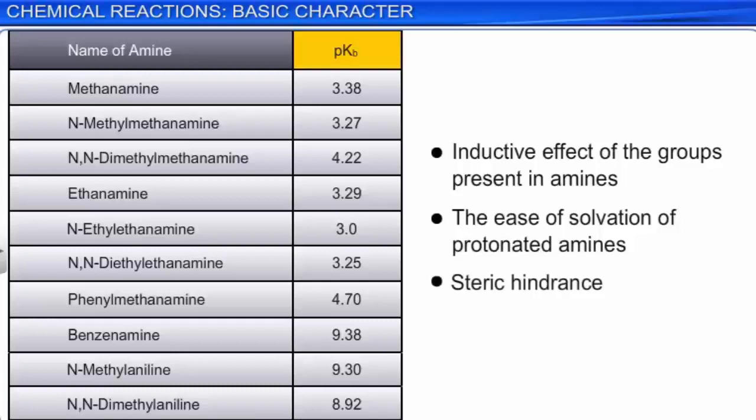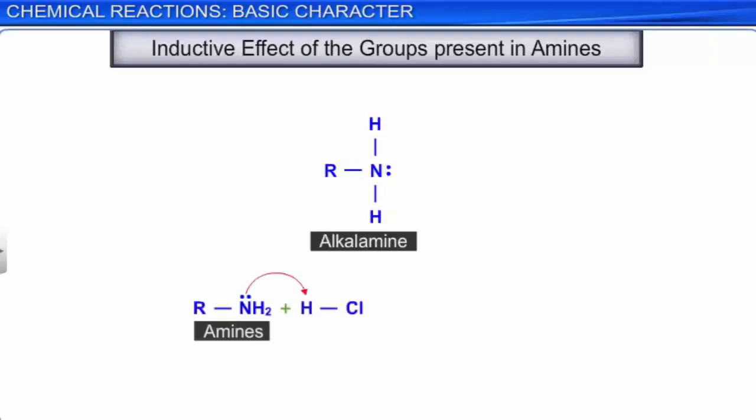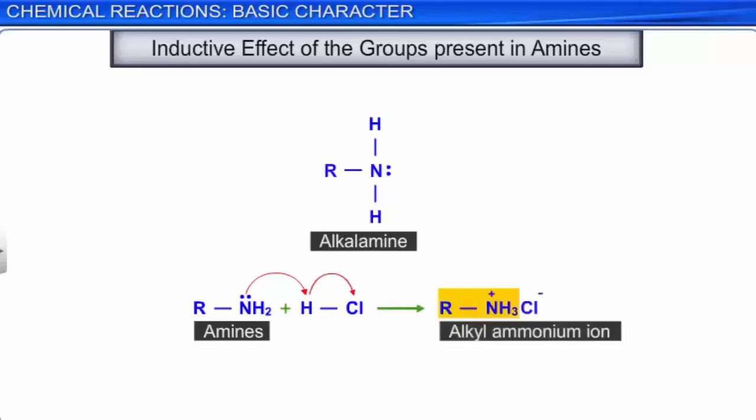Consider the inductive effect of an alkyl group of an alkyl amine. Since it tends to donate electrons, an alkyl group R pushes electrons towards the nitrogen atom and thus makes the lone pair of electrons more available to the proton of the acid. Moreover, the alkyl ammonium ion formed from the amine is stabilized due to the dispersal of positive charge by the plus inductive effect of alkyl groups. Hence, alkyl amines are stronger bases than ammonia.